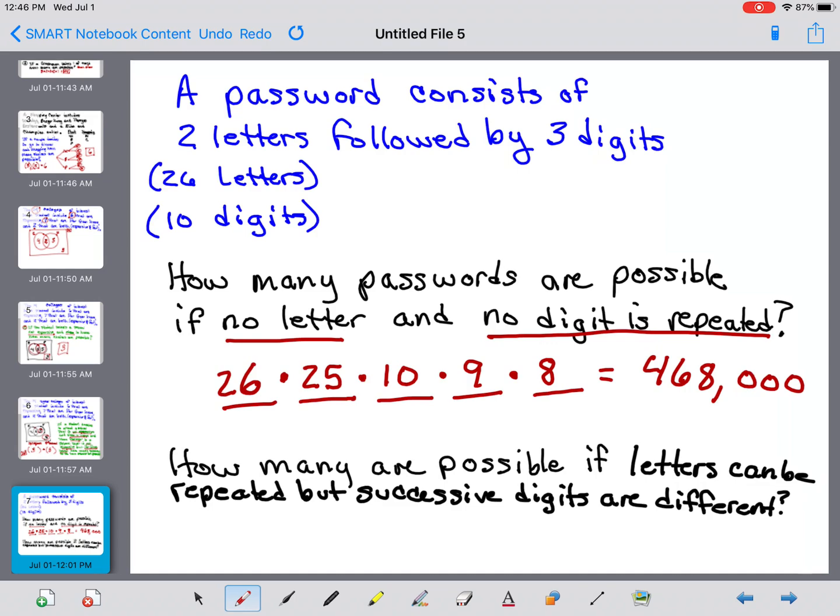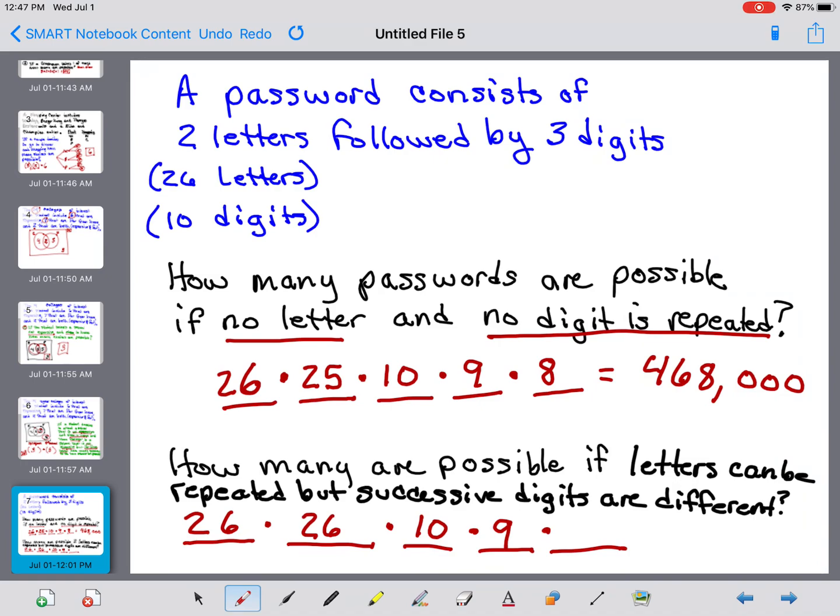Okay, how many are possible? This is the next question. How many are possible if letters can be repeated but successive digits are different? Well, if the letters can be repeated, that's 26 times 26. Now, what about those numbers? So we can pick any number for the first digit, but the next digit can't be the same as that. So I only have 9 choices left.